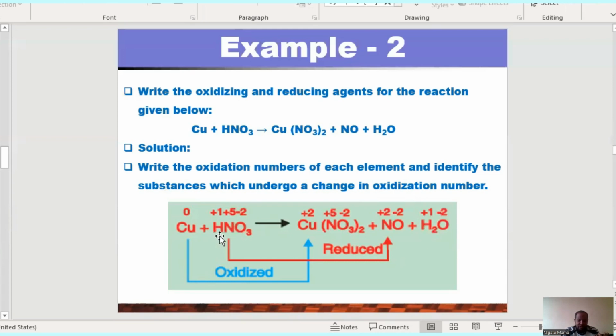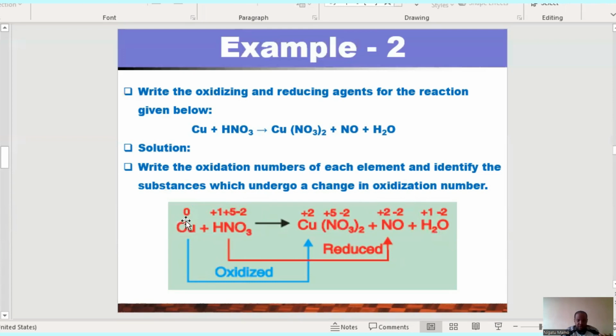Okay, the oxidation state of hydrogen has not changed. It's +1 in the reactant side, +1 in the product side. This implies hydrogen ion is a spectator ion. Okay, no change, no loss, no gain of what? Electron.